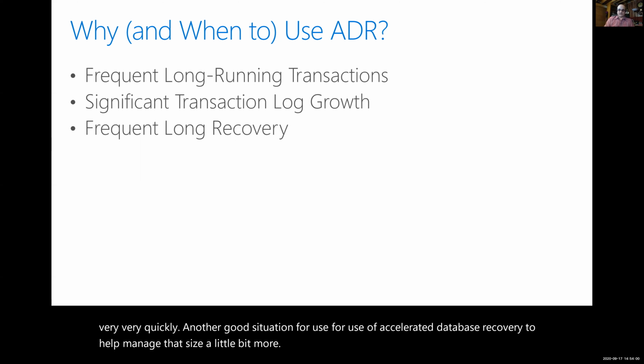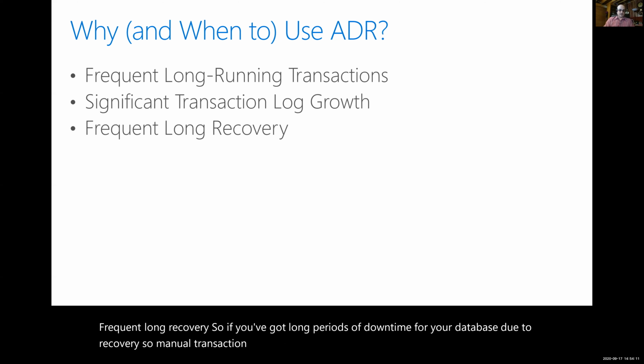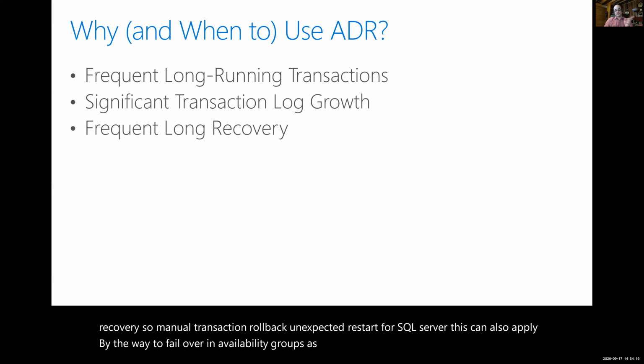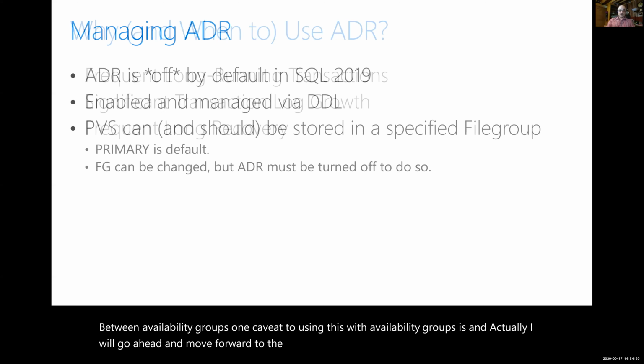Frequent long recovery. So if you've got long periods of downtime for your database due to recovery, so manual transaction rollback, unexpected restart for SQL Server. This can also apply, by the way, to failover in availability groups as well, because remember that information is persisted between availability groups. The one caveat to using this with availability groups is, and actually I will go ahead and move forward to the next slide to talk about that a little bit.